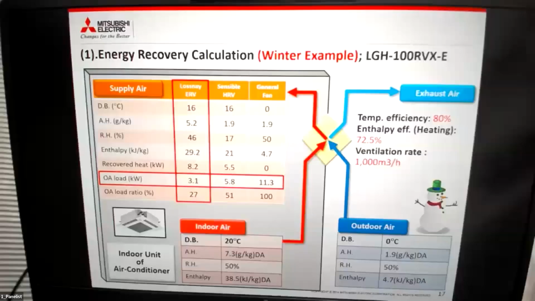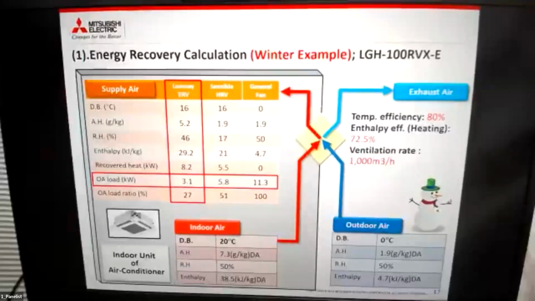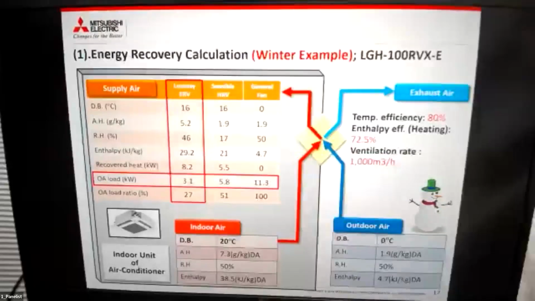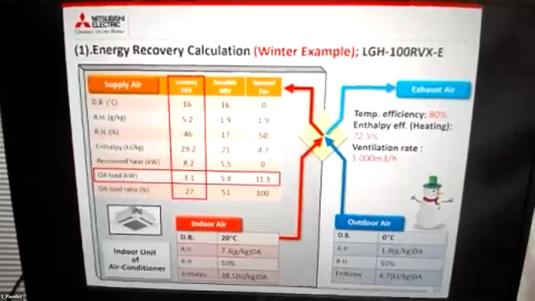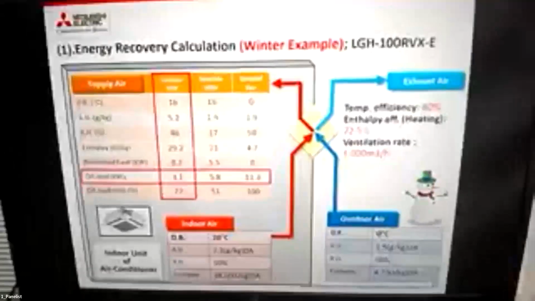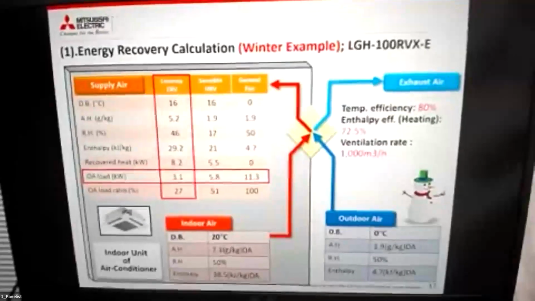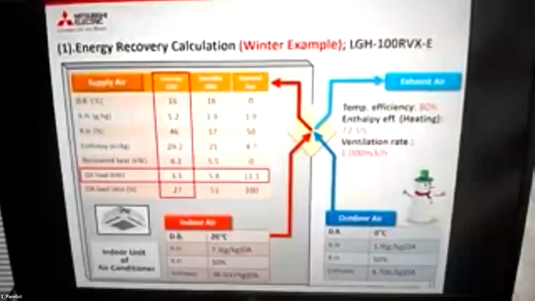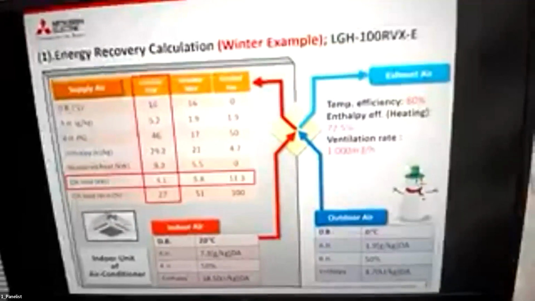So we cannot promise the original performance, for example, 70% energy recovery efficiency and pressure drop, like clogging. By regular maintenance, we can keep over 90% against the original specification. Maintenance is necessary. Is this okay?